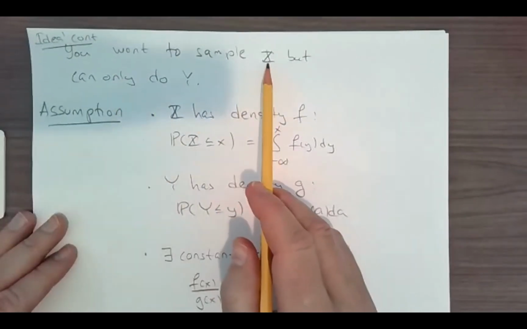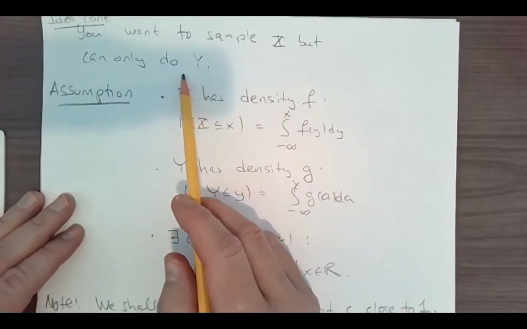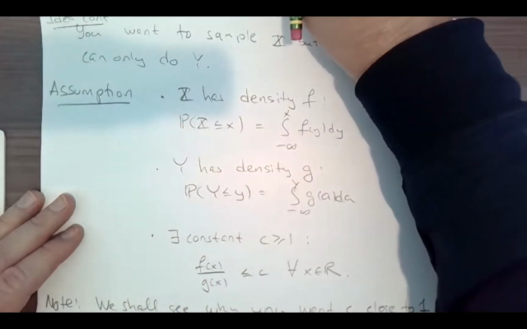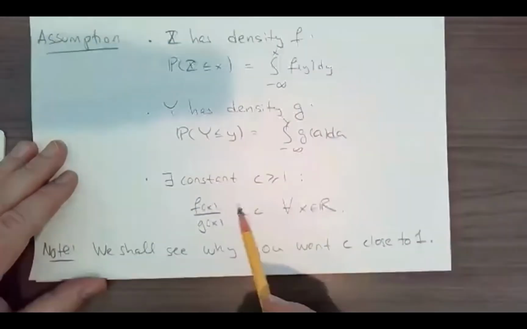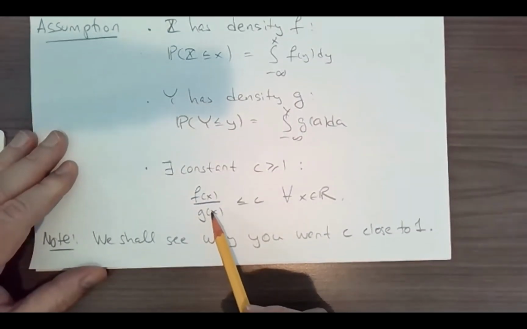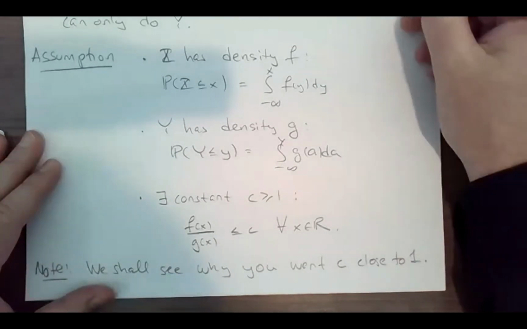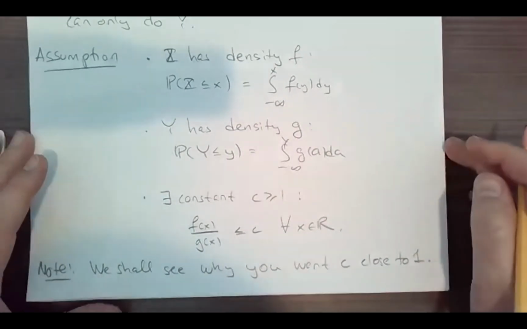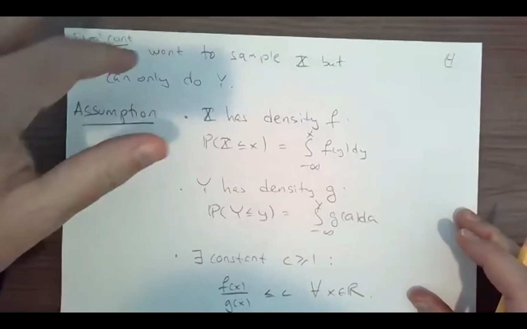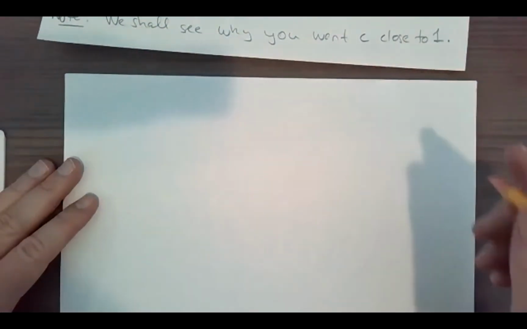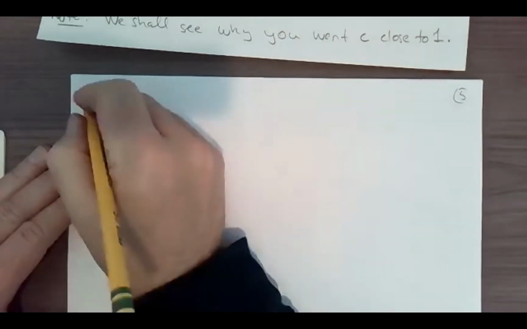You want to sample x, but you can only do y, but presumably you can do many different y's. So which one should you use? Well, you should check this condition here, and then you should find a g that allows this c here to be close to 1. Okay, so we've done a few steps on the idea. Now we're finally going to get down to the meat of it. What's the algorithm? So here's the algorithm.